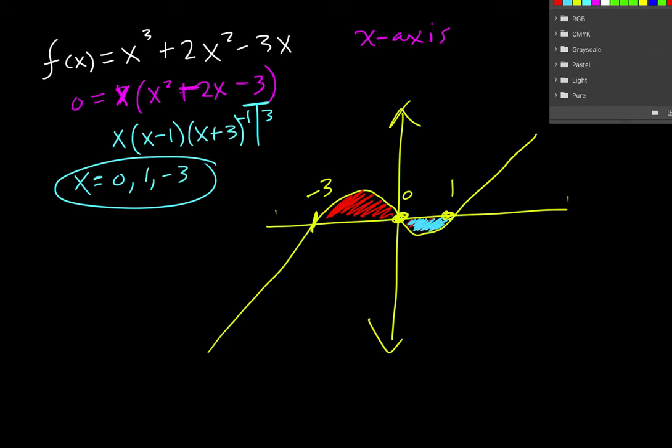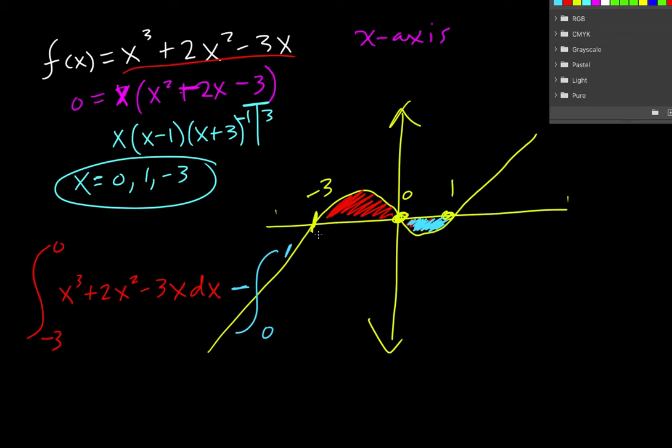Okay, so the area represented by the red is going to be from negative 3 to 0, and we're going to just plug in our function. So x to the third plus 2x squared minus 3x dx. And then the area represented by the blue is the same integral, just different limits of integration, and we want to make it negative, and that's going to be x cubed plus 2x squared minus 3x.